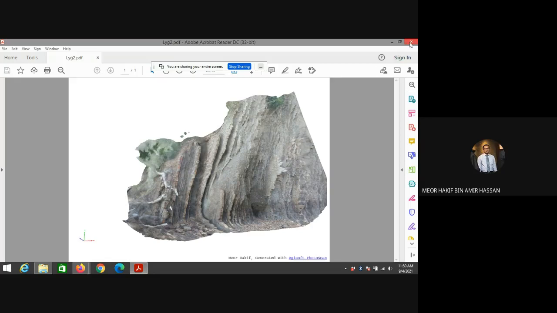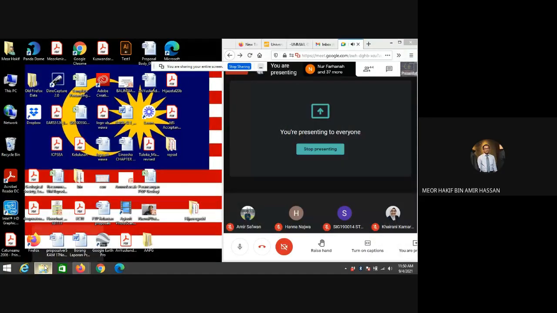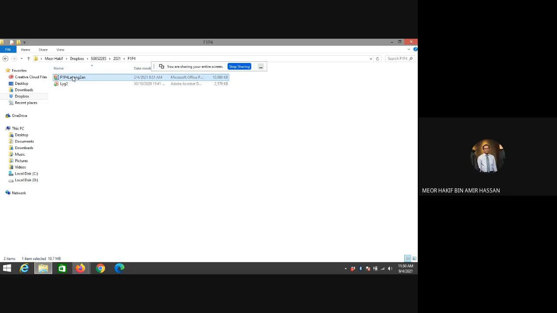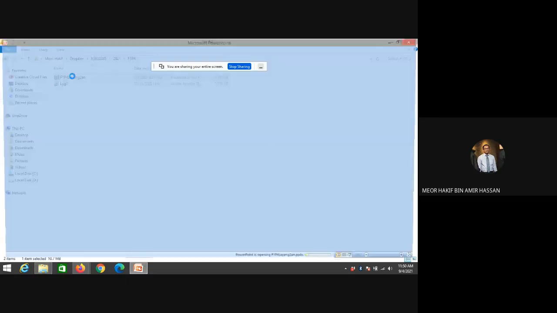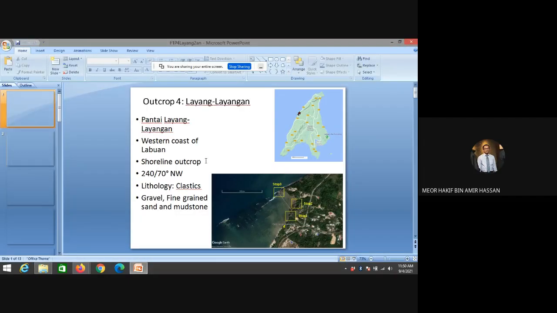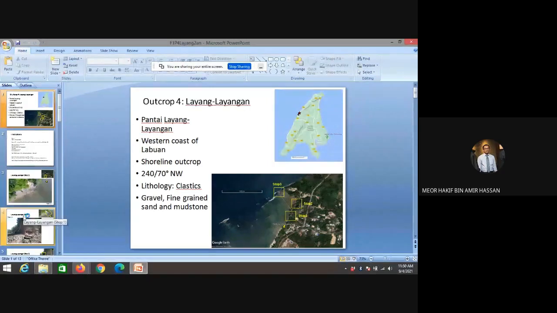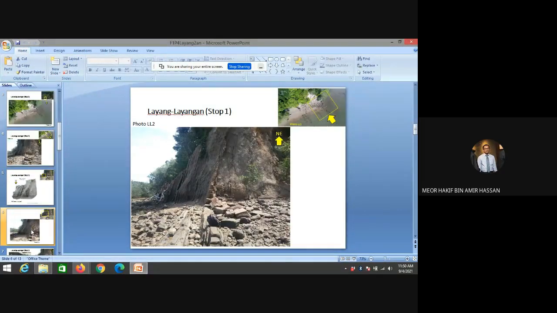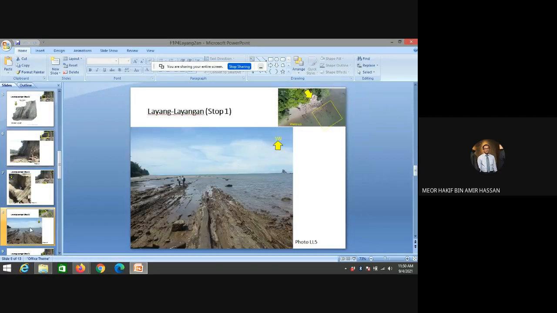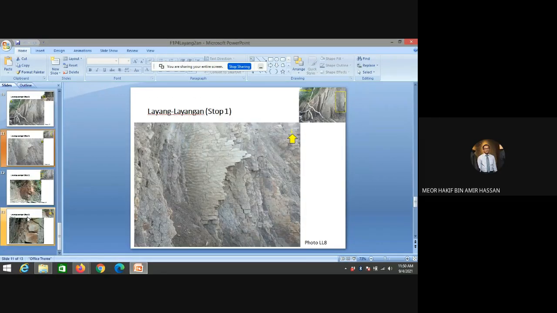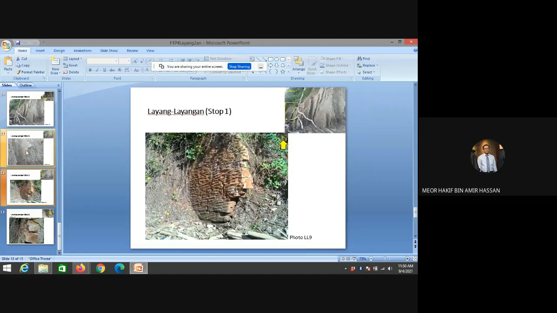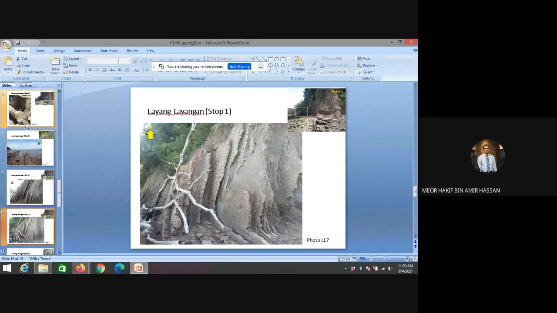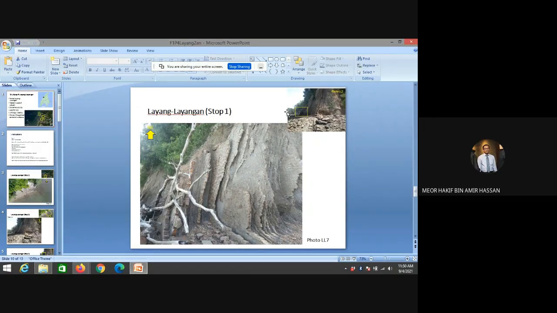Okay, so you have the 3D model, you have the PowerPoint slides for the second outcrop though. The outcrop is very near to the first outcrop. So some interesting sedimentary structures there. Okay, I think that's it. So you need to complete 2 sedimentary logs.